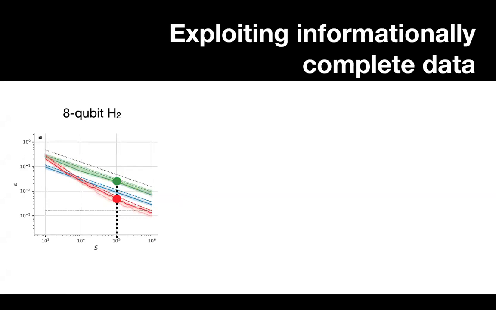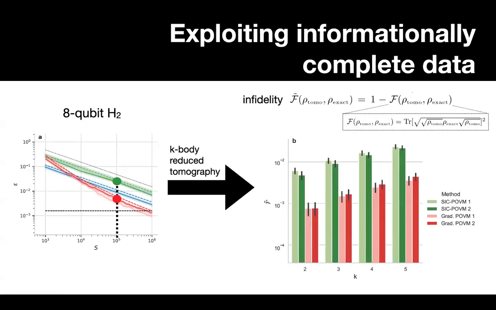And finally, I have the last part of the results, and this is the fact that because we are using informationally complete data, we can reuse the same data obtained, for example, to calculate the ground state energy of a certain molecule, to precisely, with the same data, extract other types of information. For example, here we use the data obtained with the 10 to the 5 shots for obtaining the ground state energy of 8-qubit H2. And we use precisely the same data to calculate the K-body reduced tomography.